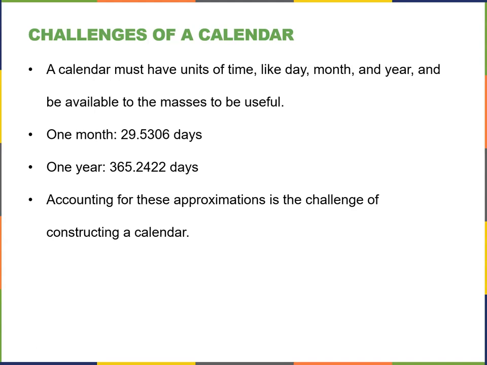However, a month is 29.5306 days. A year, defined by the revolution of the Earth around the Sun, is 365.2422 days. We like to define our time in round numbers. Therefore, these numbers are not convenient for calendars, and that is where the challenge of making a calendar comes in. For example, our year is 365 days, not 365.2422 days. The challenge of a calendar is accounting for this approximation.